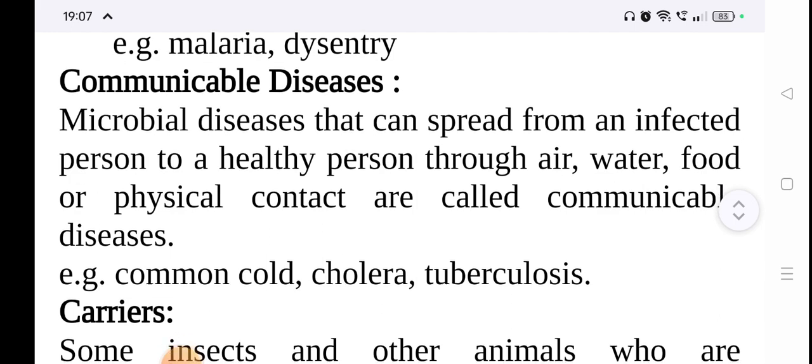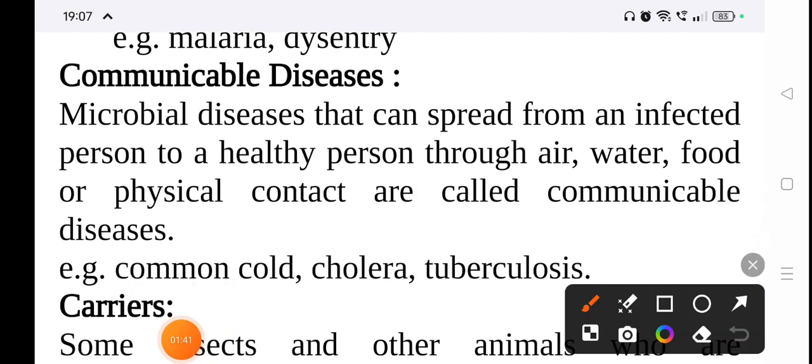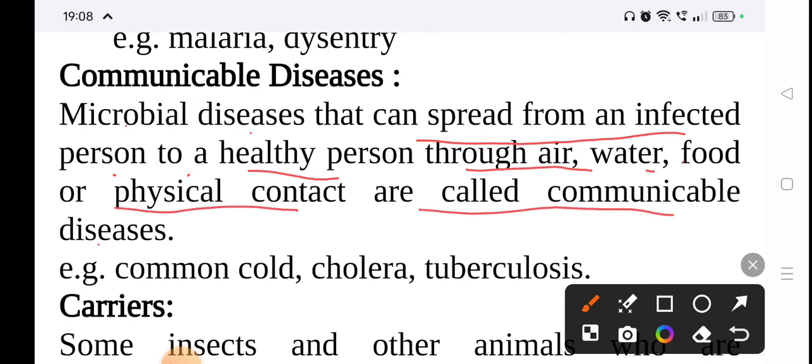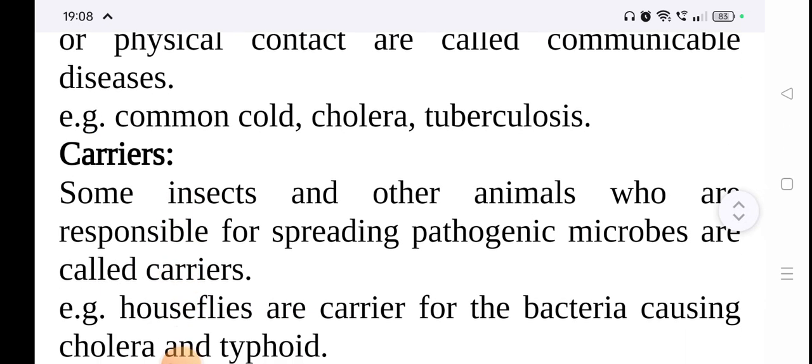Communicable disease. Communicable disease means microbial disease that can spread from an infected person to a healthy person through air, water, food or physical contact are called communicable disease. Example, common cold, cholera, tuberculosis. Now, which are the carriers?